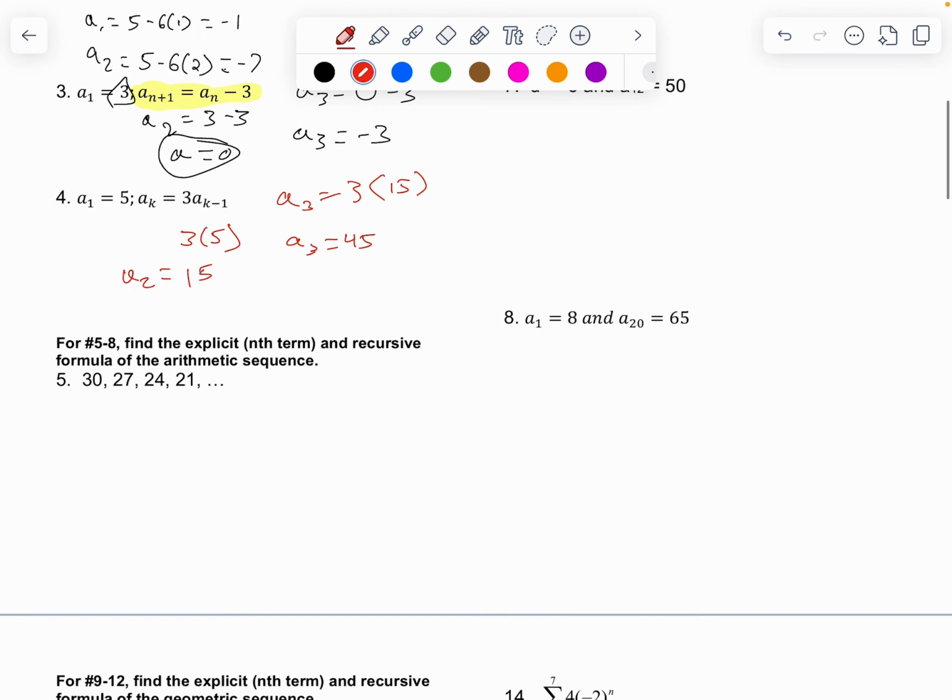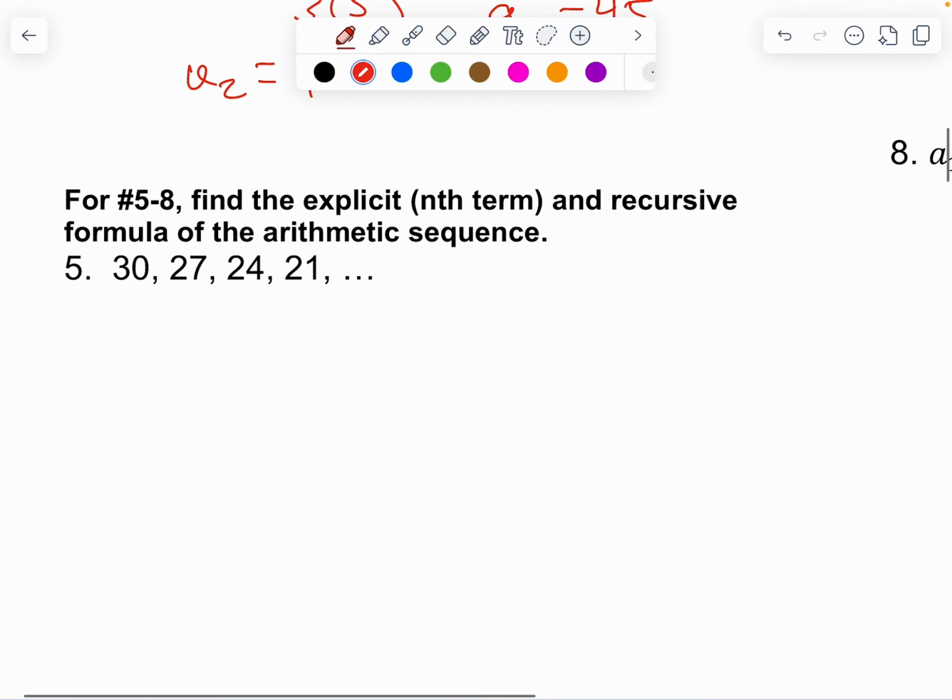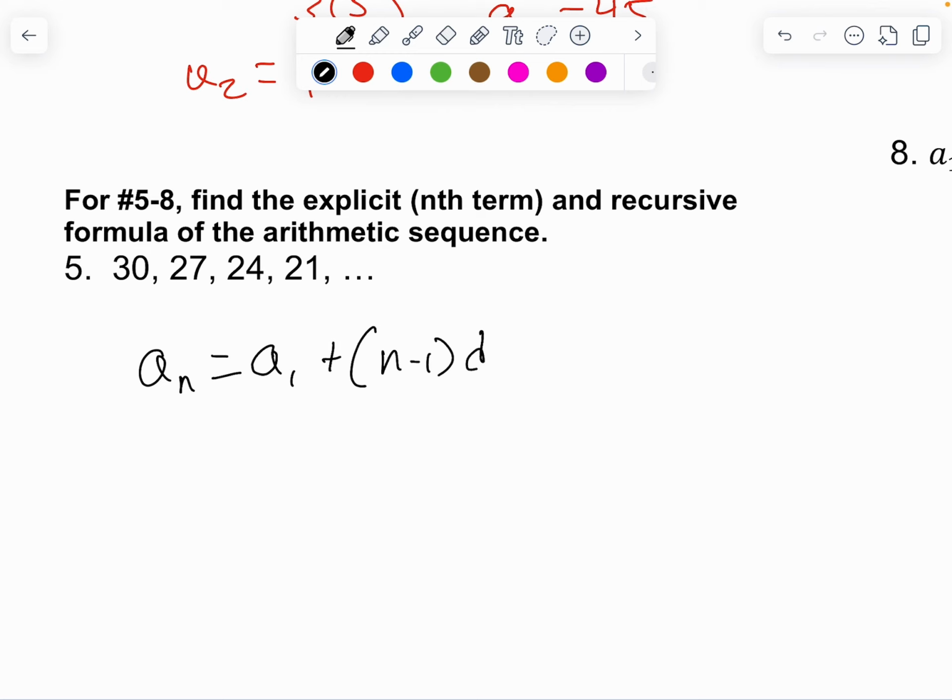Okay, to find explicit and recursive formulas, explicit is set up. There's that formula sheet. I'm going to assume that you have access to seeing the formulas, and you can print this out. So any number term we're looking for is equal to the value of the first term, A1, plus n minus 1 times the common difference.